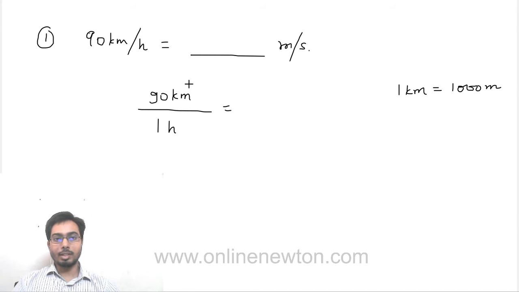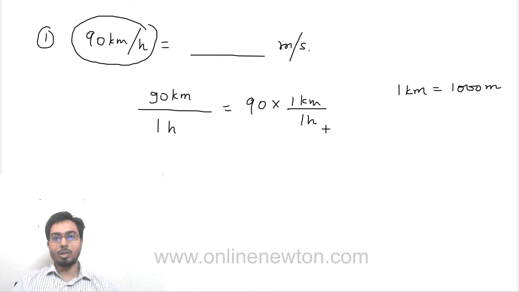So break this thing. I mean, this is 90 kilometers per hour. Write it as 90 into 1 kilometer per hour. 1 kilometer in 1 hour. That's the best thing you can do. Means in 1 hour it goes 1 kilometer and that too 90 times. So we can write it like that. It's a simple multiplication. Okay. Further, what you can do, we can replace 1 kilometer in terms of meters because we want to convert the unit from kilometer to meters. So you can just place 1 kilometer as 1000 meters.